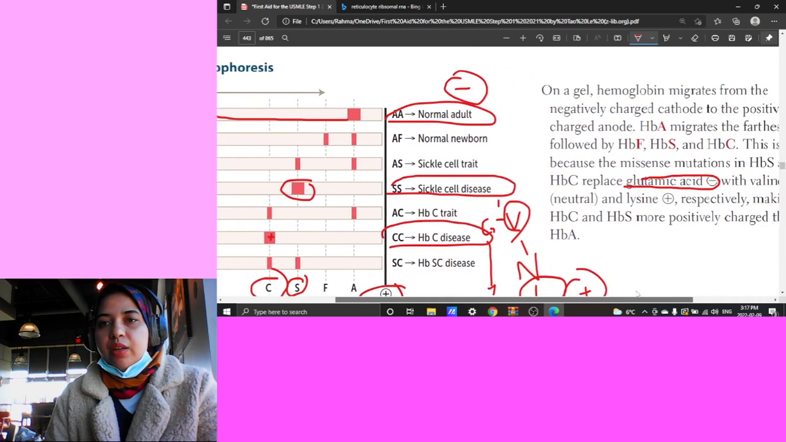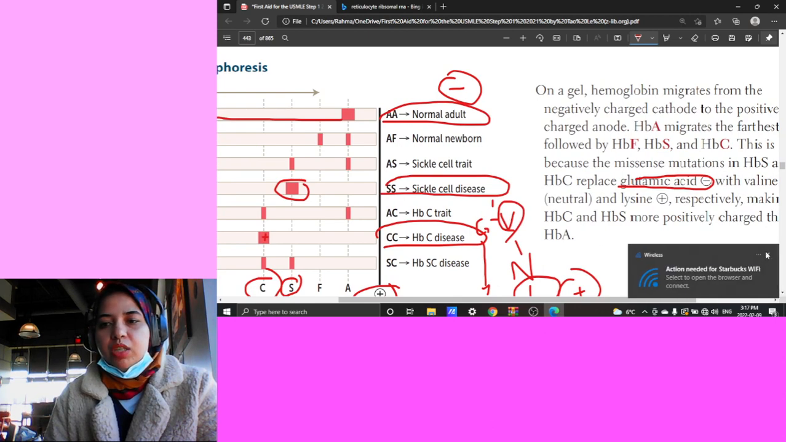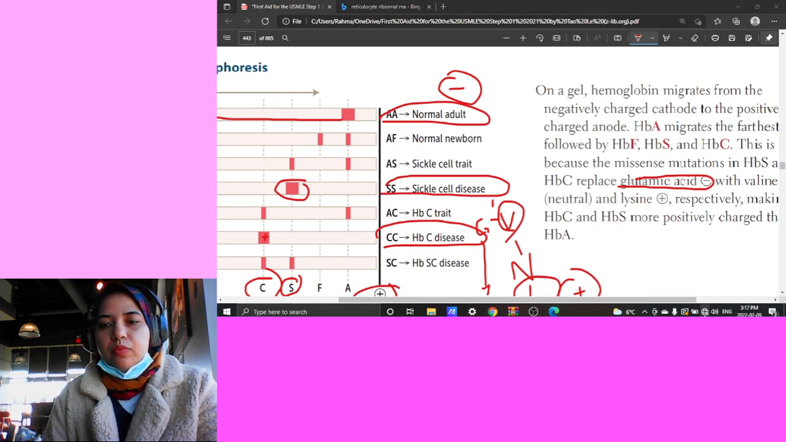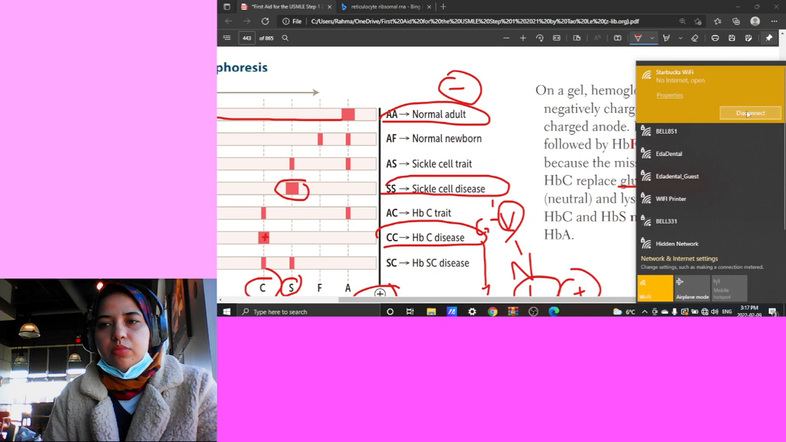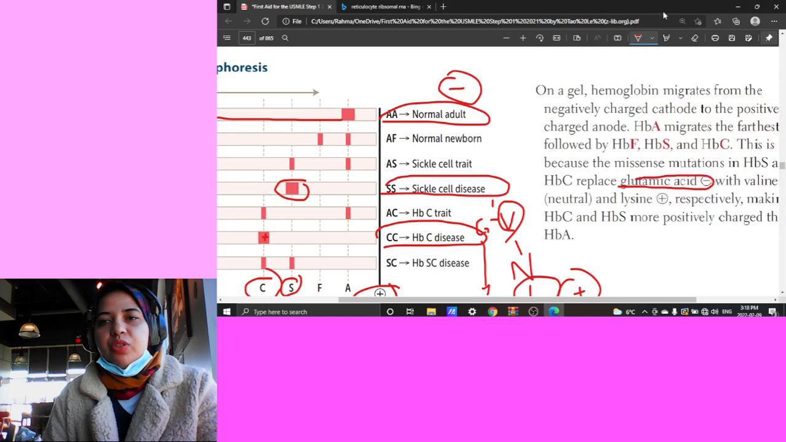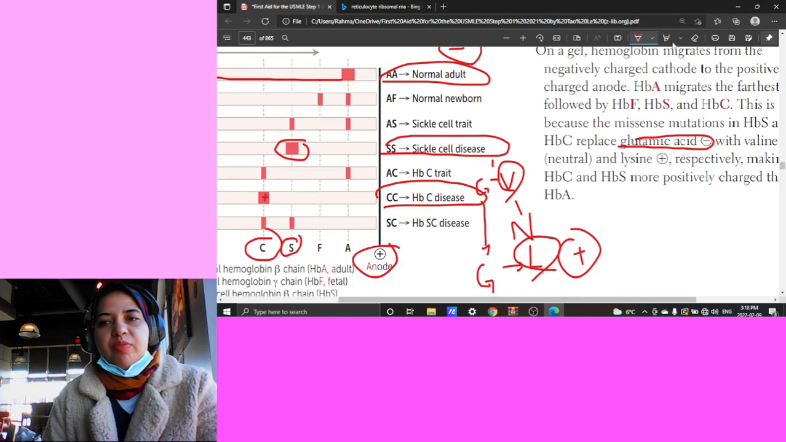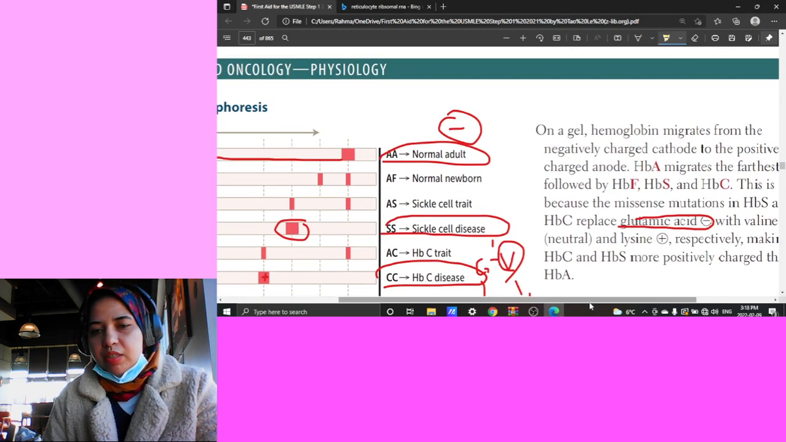It's a very simple thing for me to use to be able to determine what type of disease you're dealing with. So let's take a look here and see what they're saying.